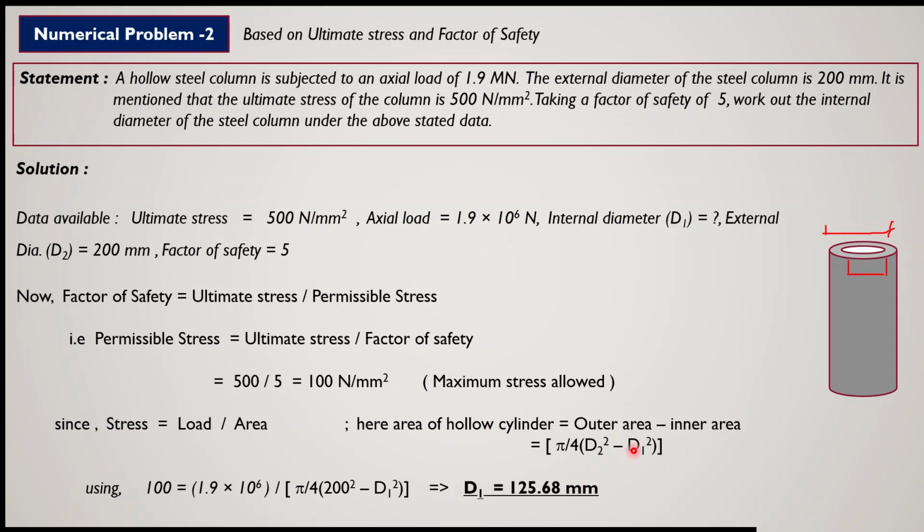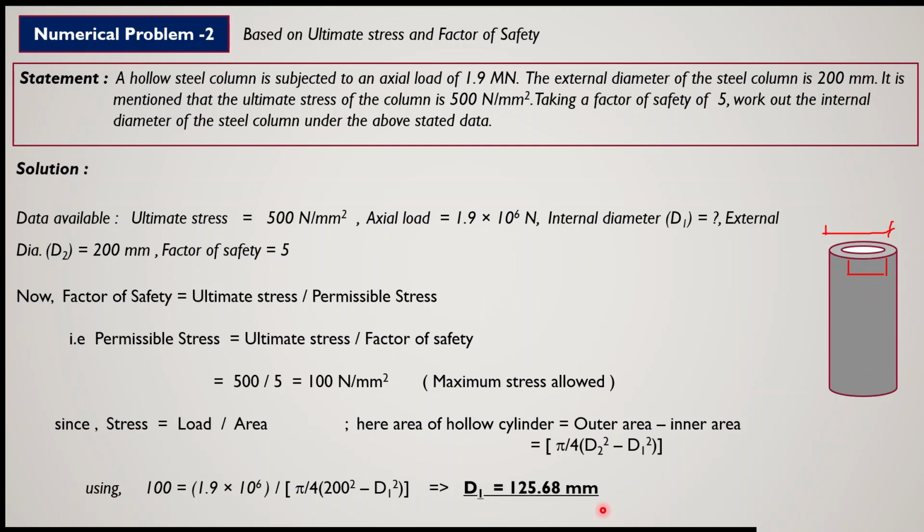Now if we want to analyze or discuss the problem, suppose you are decreasing D1. Now suppose D1 is 100 mm, then what will happen? Will its load carrying capacity increase or will its load carrying capacity decrease? So note down this question. That means if D1 is 100, then what will be the effect on the load carrying capacity of this cylinder?